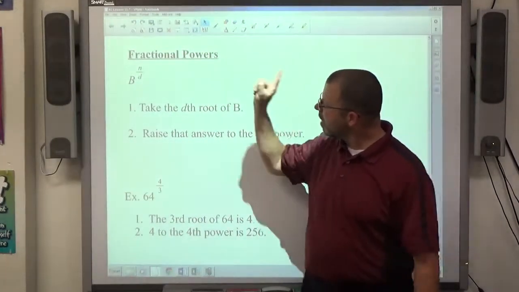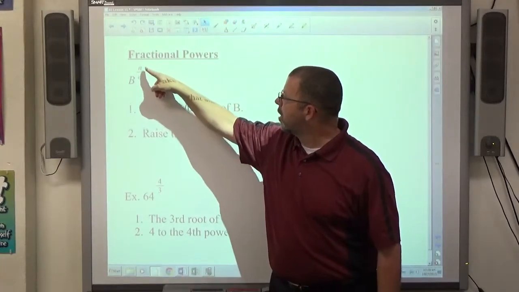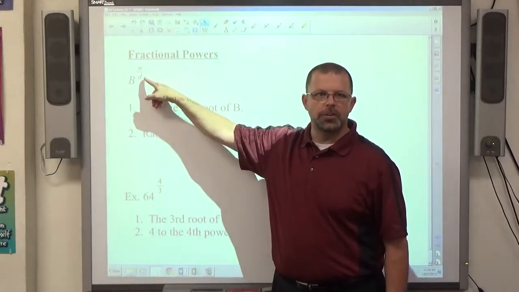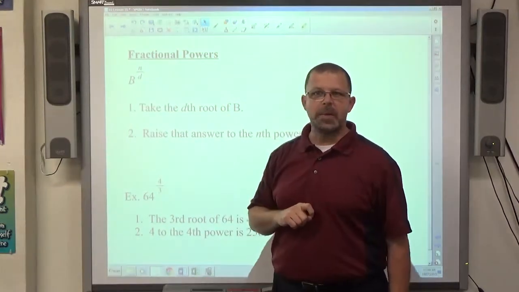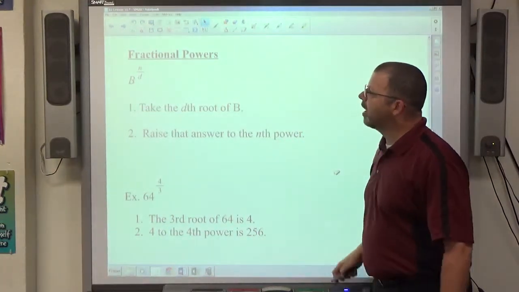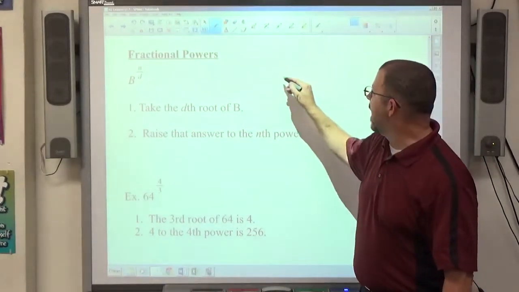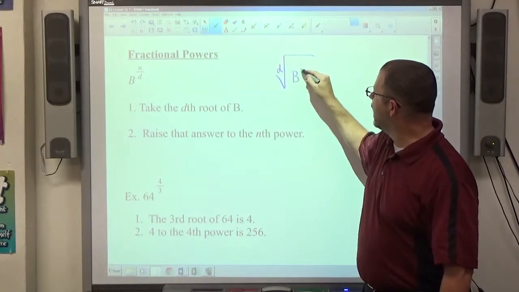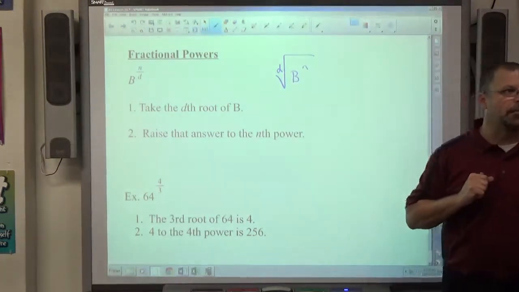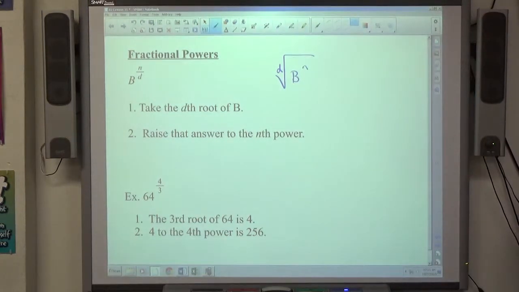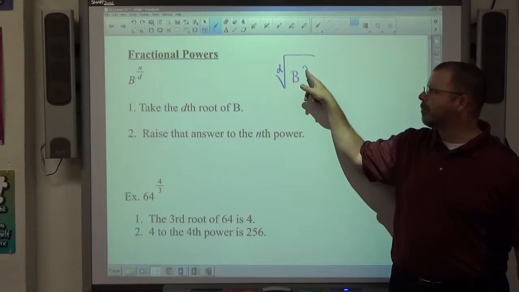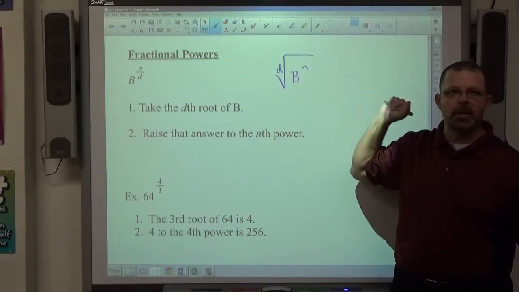All right? So a fractional power has two parts, a numerator and a denominator. The denominator represents the root that you're taking. The numerator represents the power you're taking. Another way of considering b to the n over d power is the d root of b to the n power. That's what that means. So anytime you're looking at a radical structure, the little number up in this notch here represents the denominator. The power inside represents the numerator of the fraction.